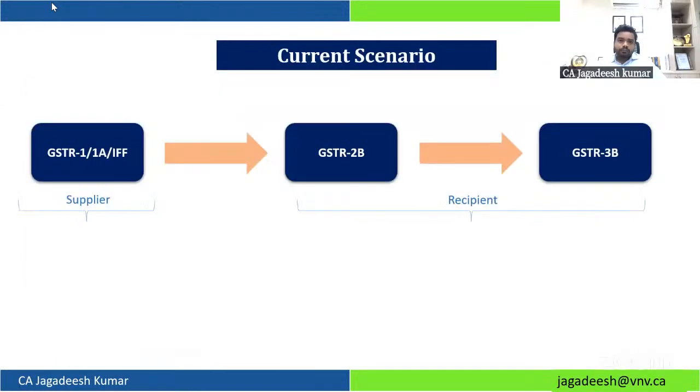Now first we'll understand the current scenario, how our GST returns work till date. When the supplier files his GSTR-1 on or before the 11th, all those invoices or records flow to GSTR-2B on the 14th, and from 2B they get auto-populated to 3B. This is how the current return system works. So what's the change here?